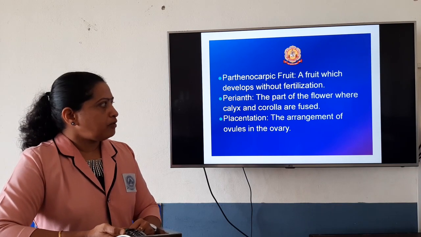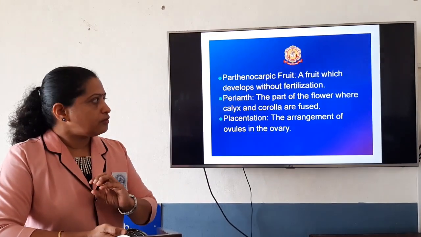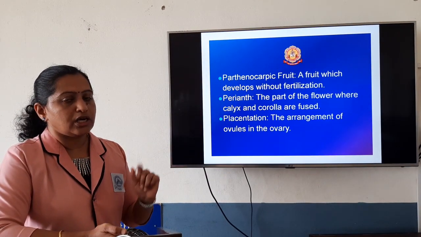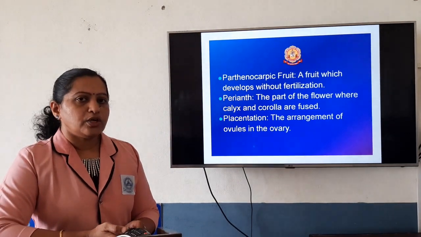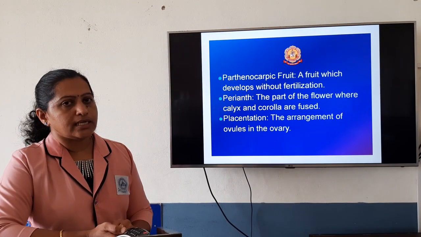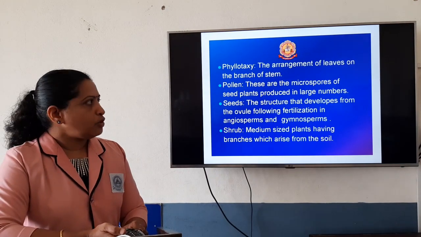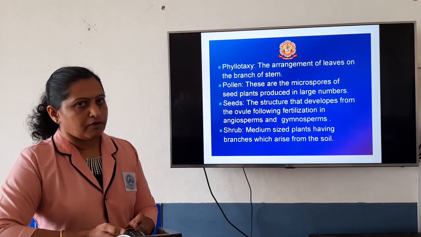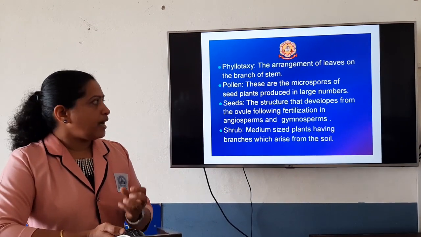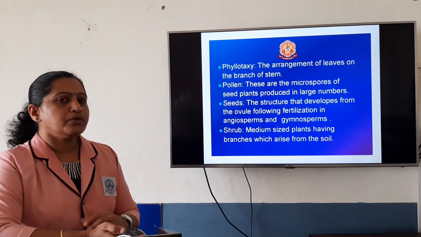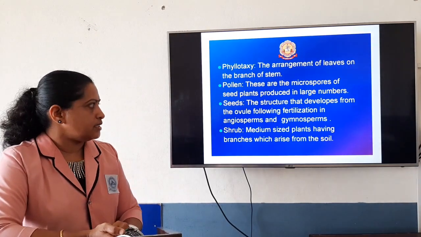Perianth. The part of a flower where calyx and corolla are fused together to form a whorl is known as perianth. So such kind of whorl can be seen in flowers like lily. Placentation. Arrangement of ovules inside the ovary is known as placentation. Phyllotaxy. Arrangement of leaves on the branch of stem is known as phyllotaxy. Pollen or pollen grains. Pollen grains are the microspores of the plants produced in large numbers that are mainly released from the anthers of stamens.